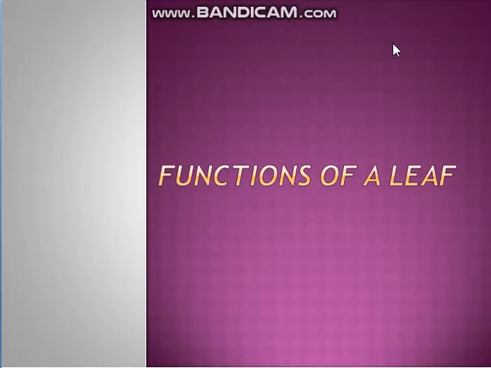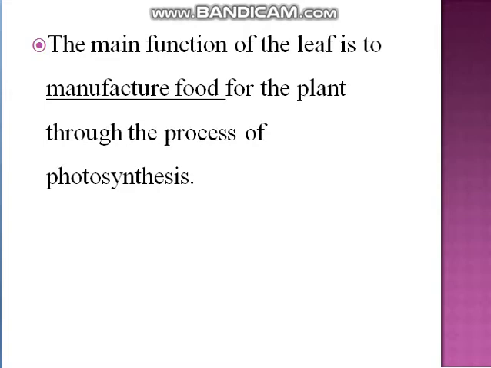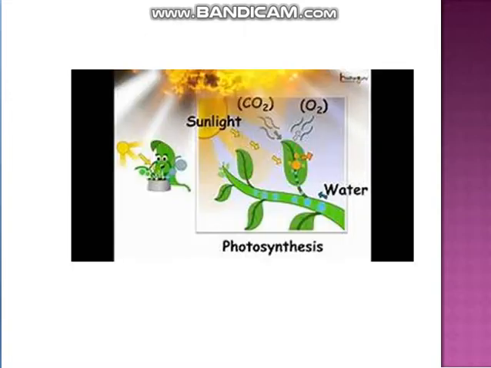Yes, of course you know the answer, that is photosynthesis. The plant's leaf manufactures food for the plant through the process of photosynthesis. Here is the photosynthesis picture. We know that plants absorb sunlight, carbon dioxide and water, prepare the food, and also release oxygen. That is about photosynthesis.